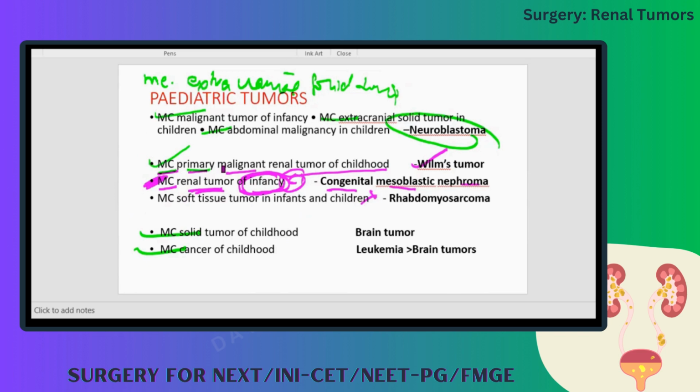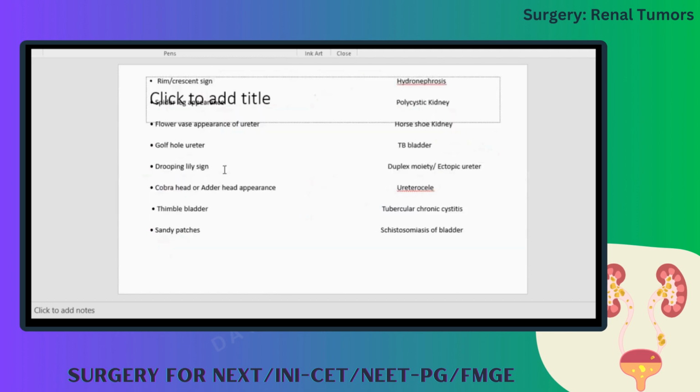So you got this clearly, right? What is neuroblastoma? What is nephroblastoma? What is brain tumor, leukemia? What is Wilms tumor? What is congenital mesoblastic nephroma? Okay, clear? Not clear?